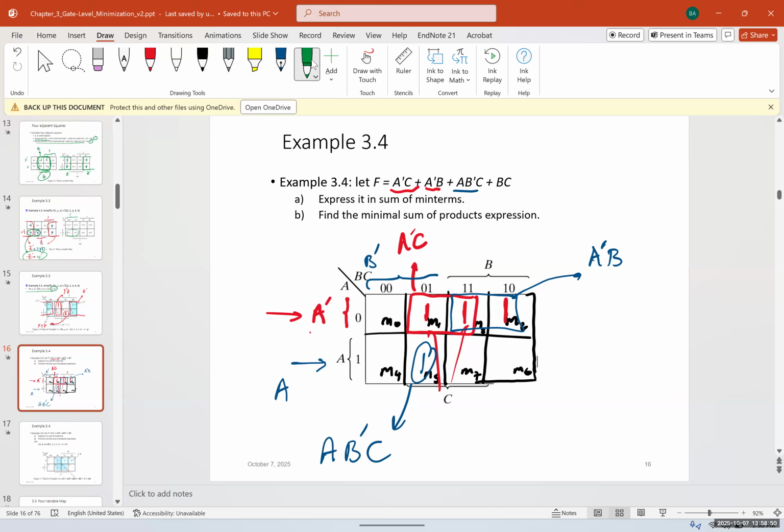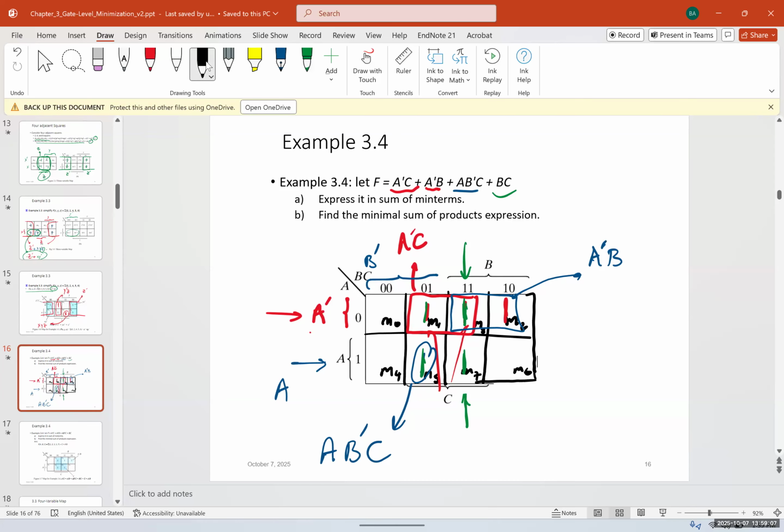Let me draw the last one with green. And then we have bc. So b is going to be these 2 and these 2. So we would have them connected. Now what we have is we have M1, M3, M2, M5, and M7.